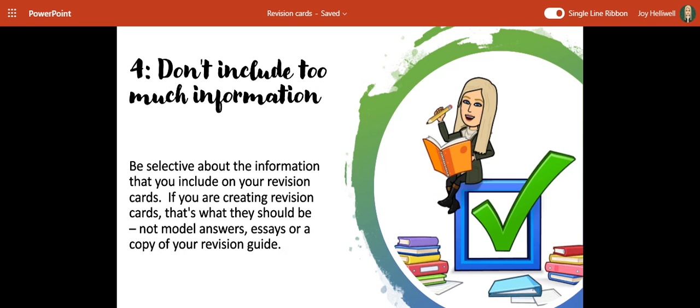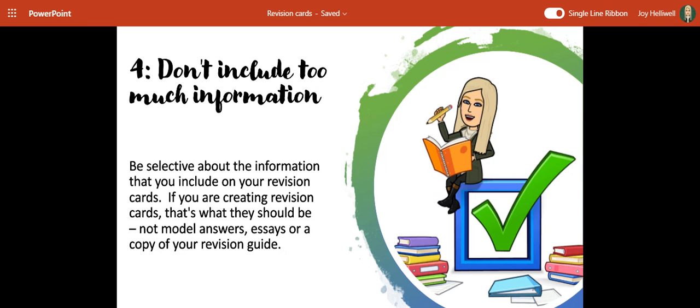My fourth top tip is not to include too much information. So learners can sometimes be really enthusiastic about creating things like revision cards, and they want to cram as much information on as possible and make them look really colourful. But actually, learners should be trying to be selective about the information that they're including on their revision cards, and that actually too much information will only serve to confuse them.